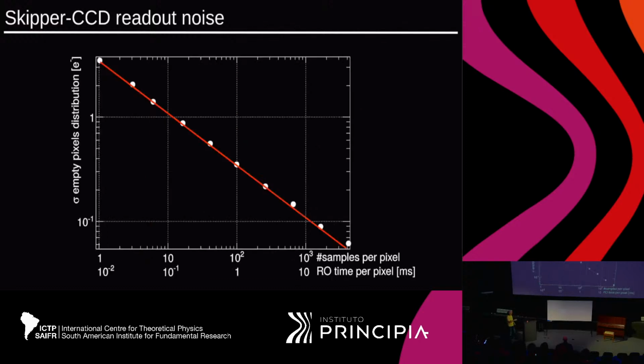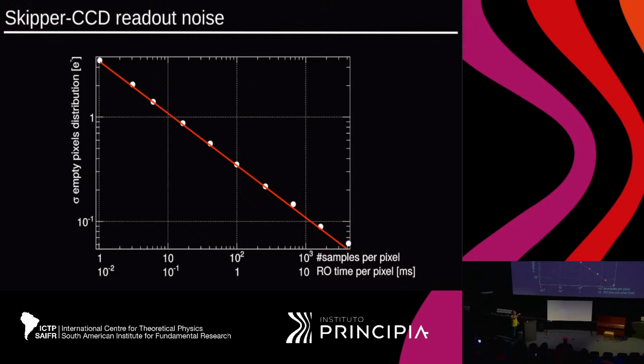So this plot is just showing you in the vertical axis what is the width of this empty pixels distribution. In the histogram that we saw, it was 0.6, but that was after taking 4,000 samples. So you can do this trick of moving the charge back and forth many, many times. In that case, we did 4,000 samples, then we averaged those and obtained that distribution that I showed you before.